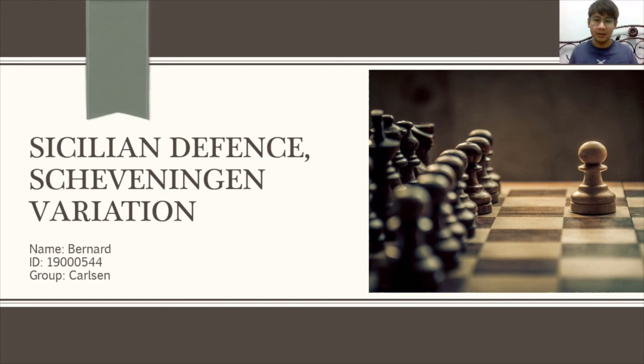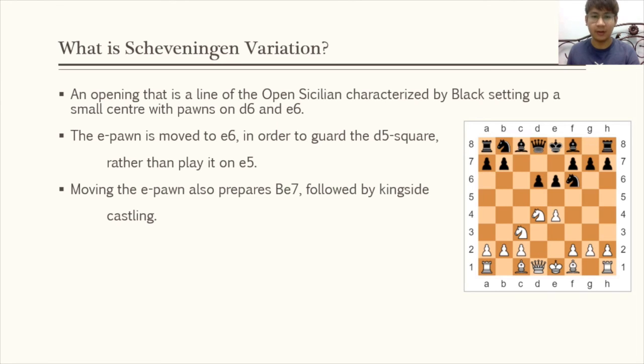Now, for Sicilian Defense, I will present the Scheveningen variation. First of all, my name is Bernard. Without further ado, let's move on to the first slide. What is the Scheveningen variation? It is an opening that is a line of the Open Sicilian characterized by Black setting up a small center with pawns on d6 and e6. The e-pawn is moved to e6 in order to guard the d5 square rather than to play it to e5. Moving the e-pawn also prepares the bishop move to e7 in order to allow the king to castle.